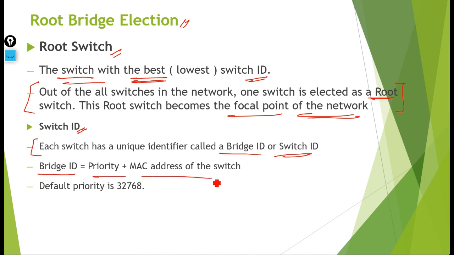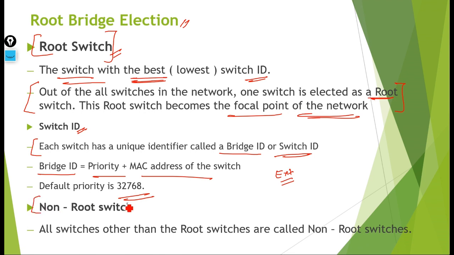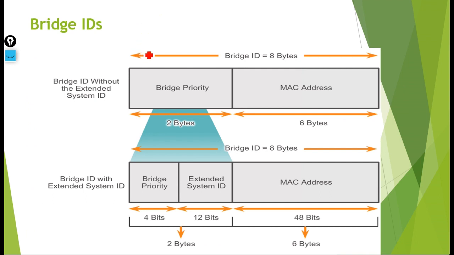Bridge ID is equal to priority plus MAC address. Default priority is this. In case of extended bridge ID, the VLAN number gets added along with your priority and MAC address. Now apart from the root, all other switches will be considered non-root switches. All switches other than the root switch will be considered non-root switches. Fine. So in non-root switches, the other elections will take place, which are your root port and designated port. So we'll see that.